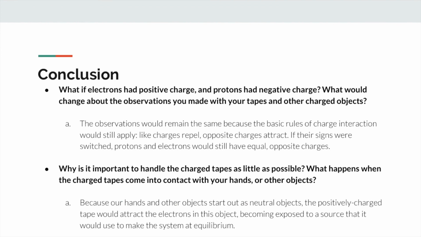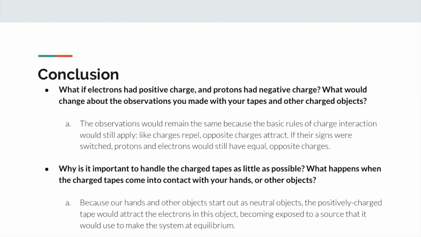In conclusion, if electrons had positive charge and protons had negative charge, the observations would remain the same, because the basic rules of charge interaction would still apply. Like charges repel and opposite charges attract. If their signs were switched, protons and electrons would still have equal and opposite charges.